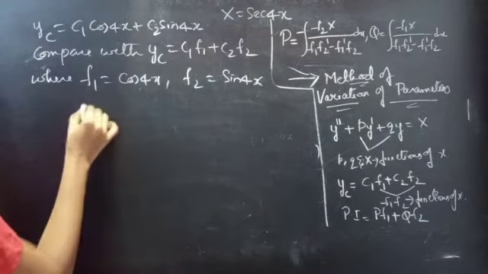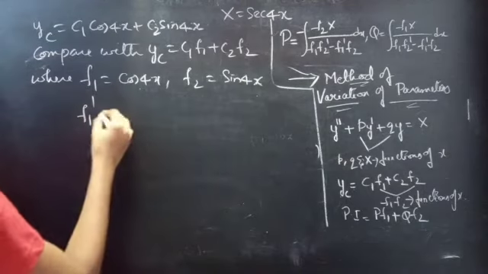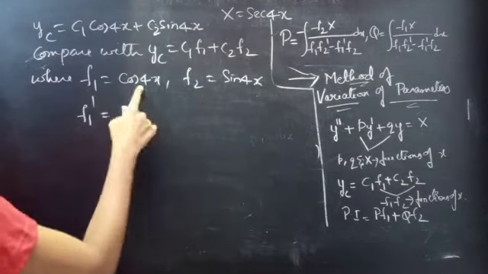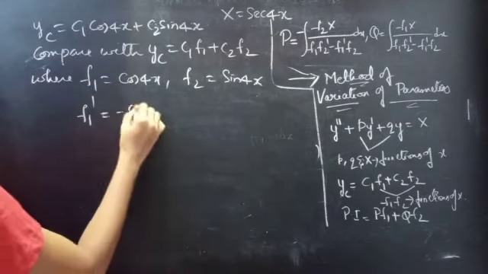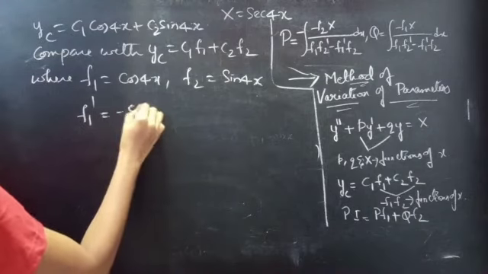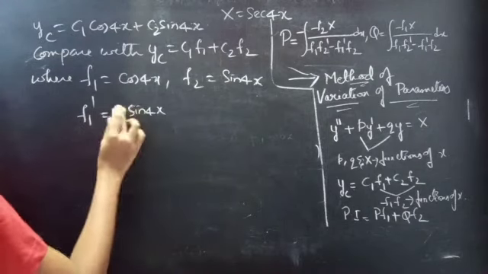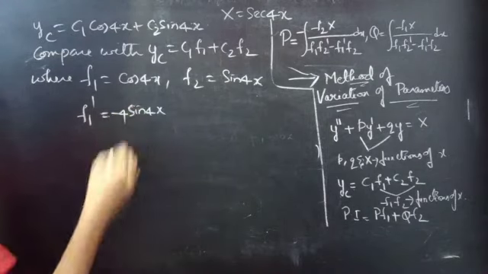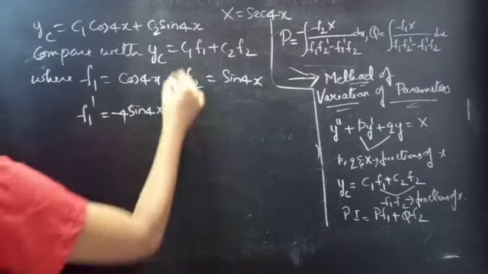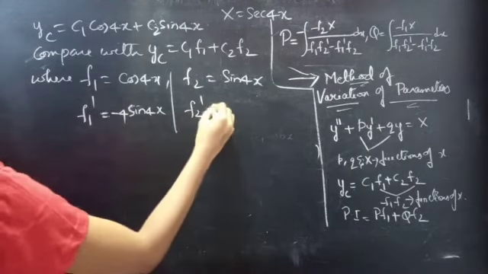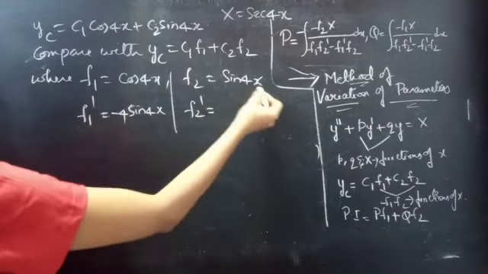Then find f1 dash and f2 dash. F1 dash, the derivative of cos 4x, is minus sin 4x into 4. So we'll get minus 4 sin 4x. Now find f2 dash, which equals the derivative of sin 4x, that is 4 cos 4x.